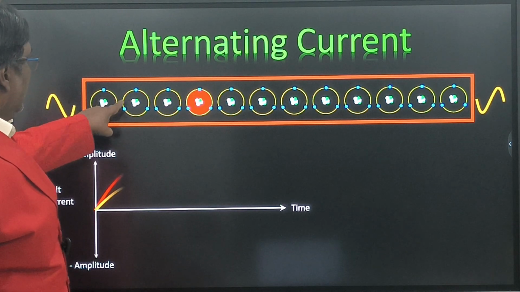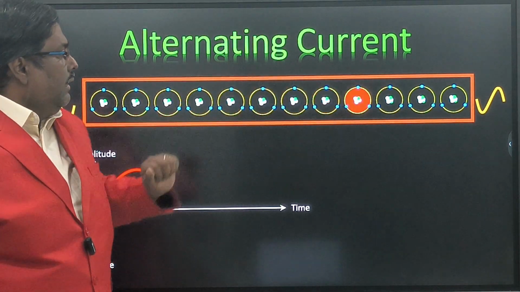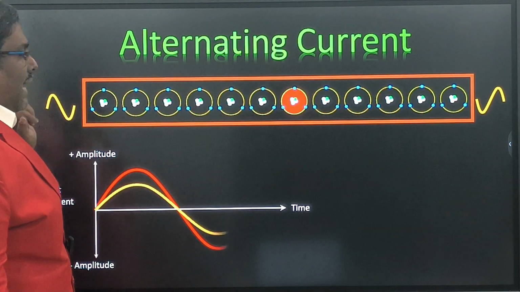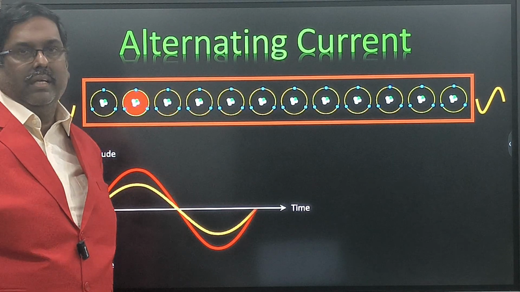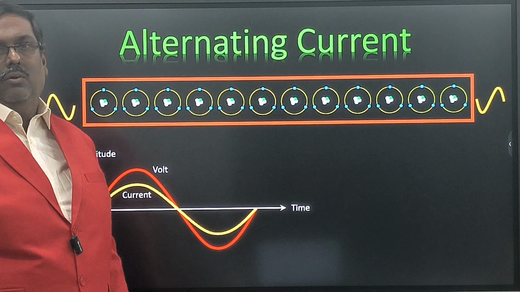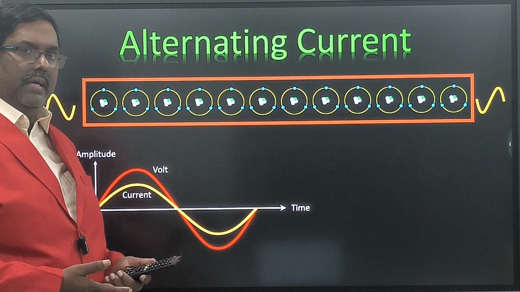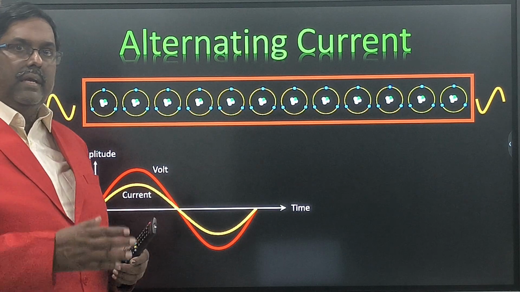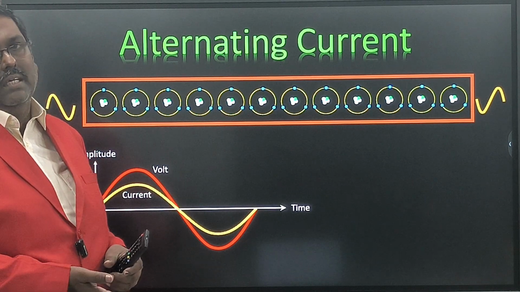See, now the positive charge is moving to the other side and coming back. It is not continuously going in one direction. It is going some distance and returning back. Okay. So now, not like a direct current, where charges move in one direction only, here we are periodically changing the direction of the charges.